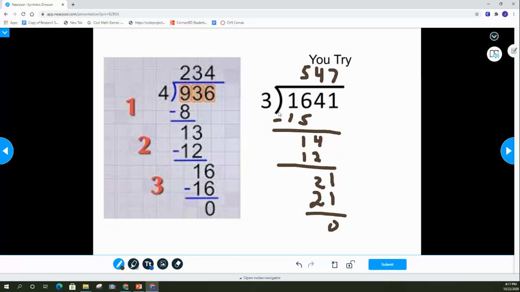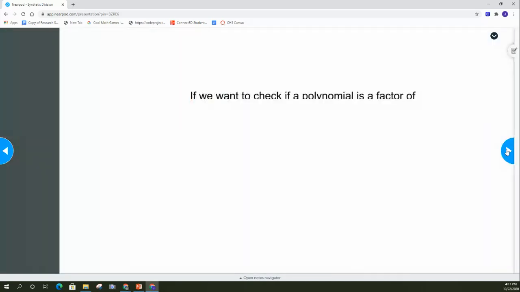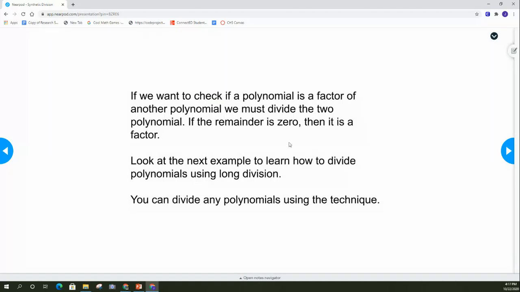So this is long division of numbers. The same strategy of getting a number up there that goes into it, multiplying it, and subtracting is what we're going to do with polynomials. If we want to check if a polynomial is a factor of another polynomial, we must divide the two polynomials. If the remainder is 0, then it is a factor. Look at the next example to learn how to divide polynomials using long division. You can divide any polynomial using this technique.